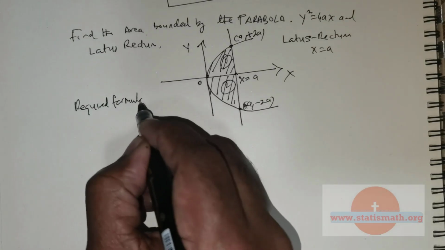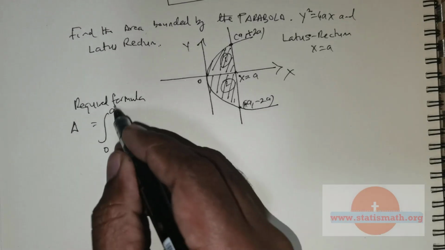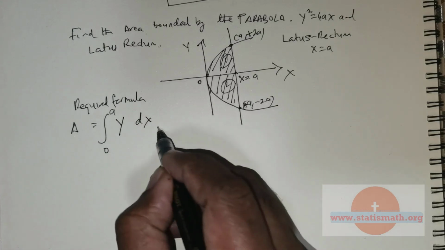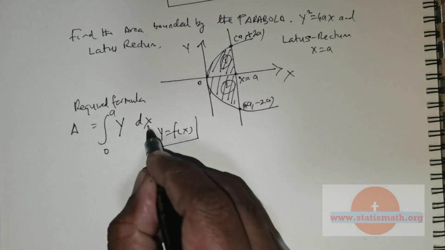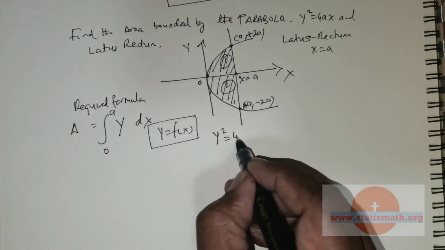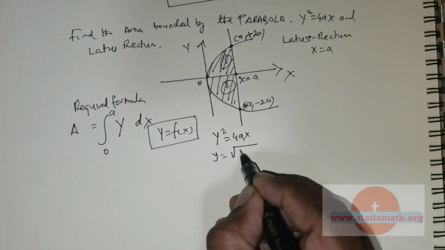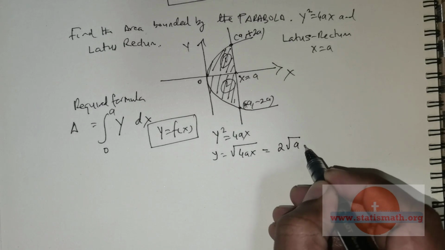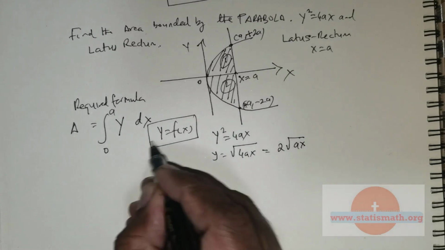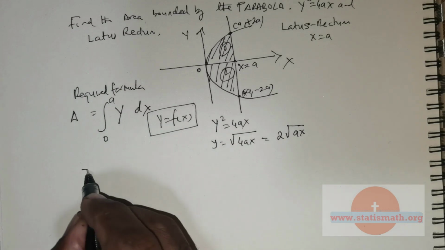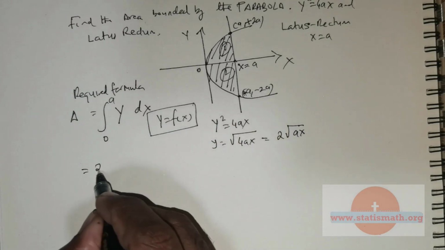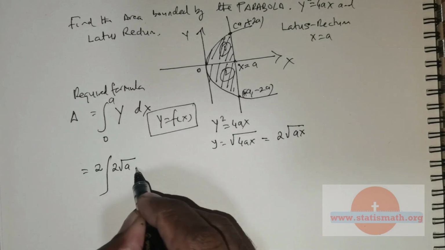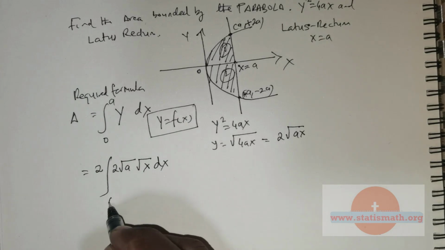The required formula is going to be integral x changes from 0 to a, so it's going to be dx there, and we need to place y because y is a function of x. Now we are given y squared is equal to 4ax, so y will be equal to root of 4ax, which is equal to 2 times root of a times root of x. So this is what you have to integrate. Now since there are two portions, it's going to be 2 times integral 2 times root of a times root of x times dx. The region is 0 to a.